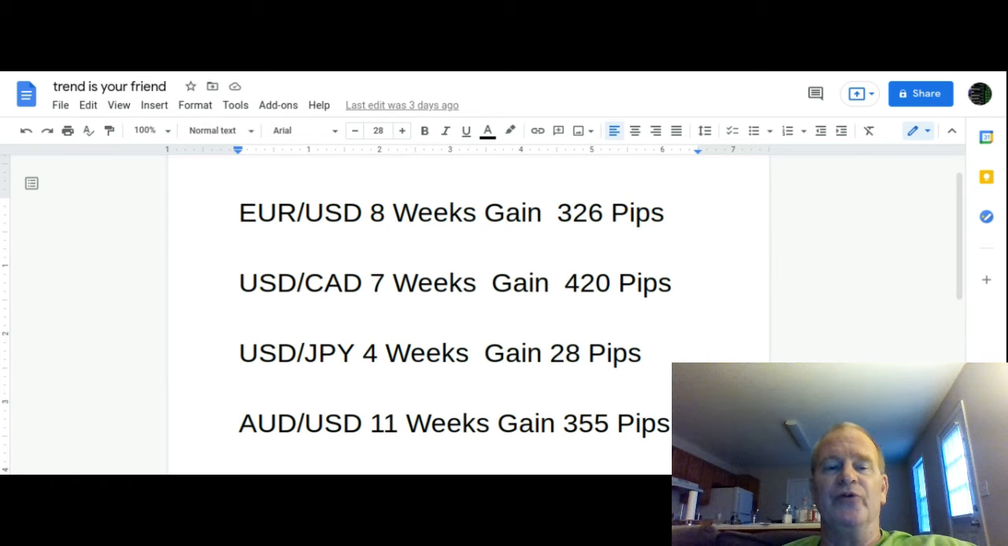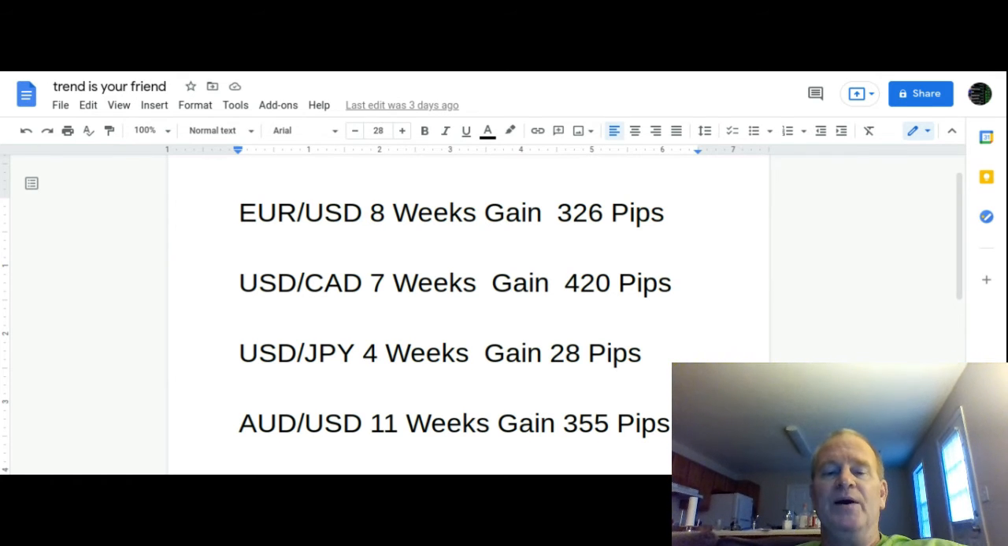So looking at the first one here, the Euro US dollar, it's been in a downtrend for 8 weeks in a row. And 8 weeks ago, when you identified the downtrend, if you would have sold the contract, 8 weeks later you'd have gained 326 pips. That's a real good return in 8 weeks. Depending on your lot size, if you were trading a one lot, that's $10 a pip. That would be over a $3,200 win in 8 weeks.